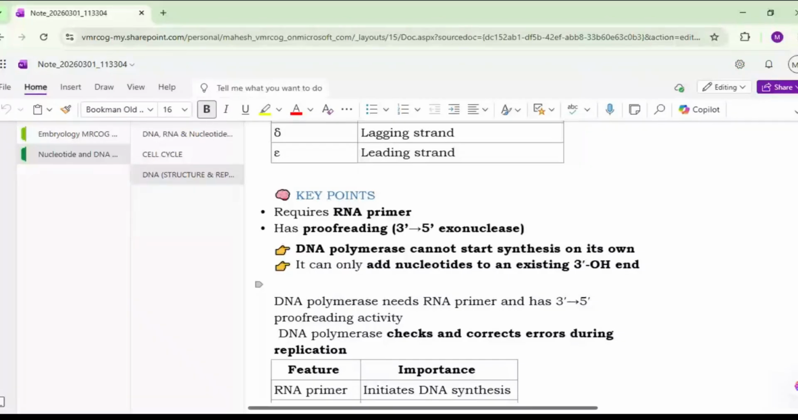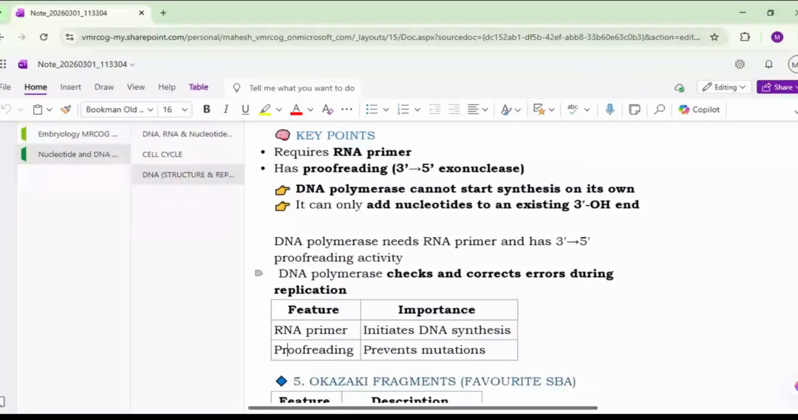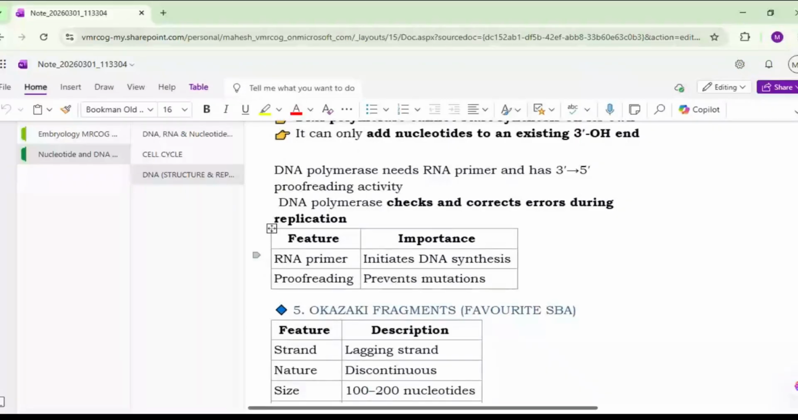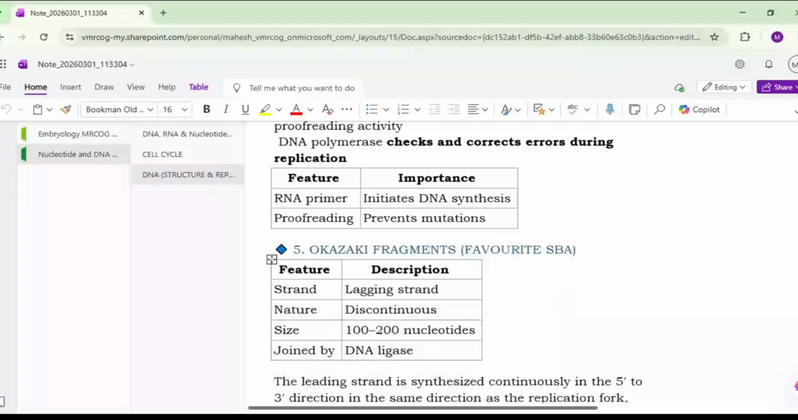So it has got activity of proofreading in the direction of 3' to 5', and that strand will get formed in the 5' to 3' direction. Okay, so DNA polymerase checks and corrects errors during the replication. Okay, so RNA primer initiates DNA synthesis. Proofreading prevents the mutations. Okay, then Okazaki fragments.